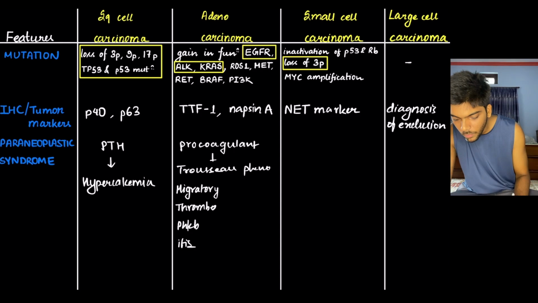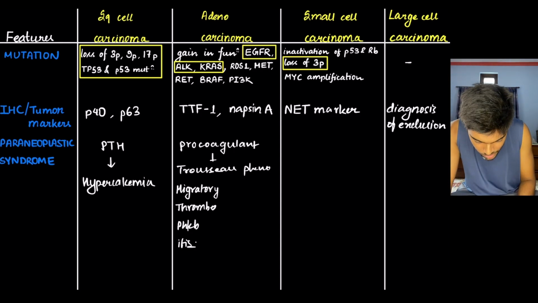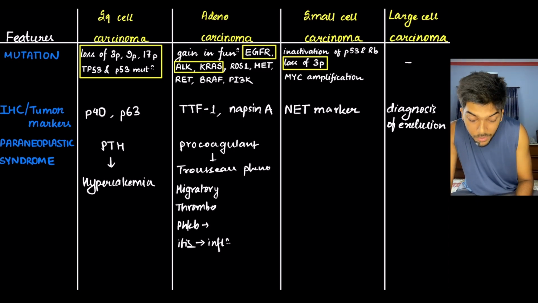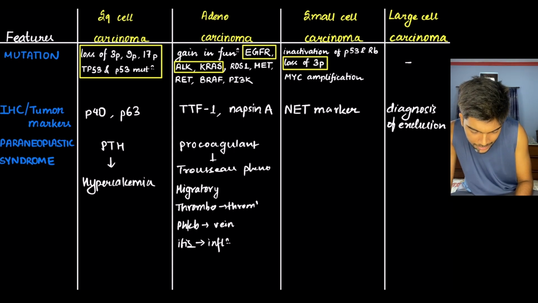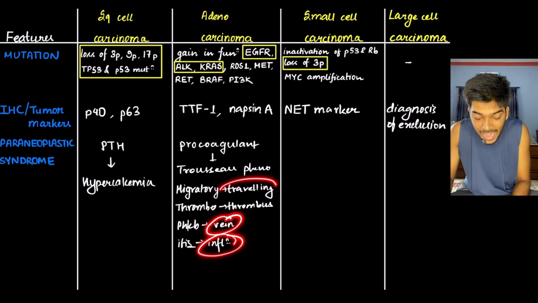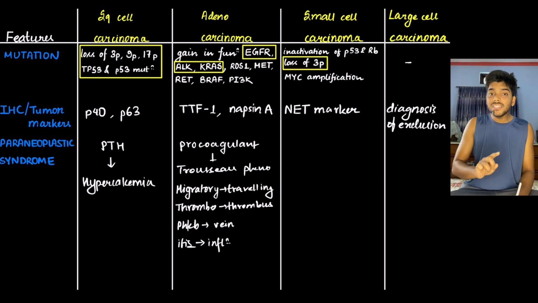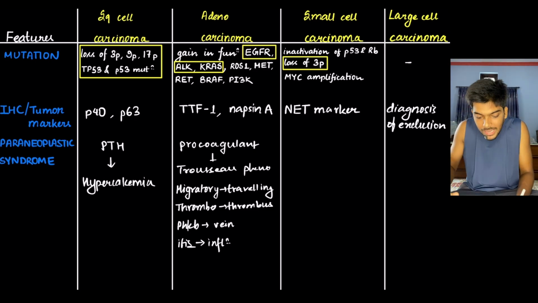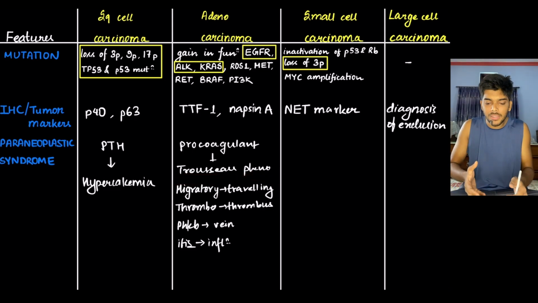The reason I have broken the whole terminology is to explain that itis means inflammation. Phleb comes from phlebo meaning vein. Thrombo refers to thrombus. And migratory refers to traveling. So in migratory thrombophlebitis, there is inflammation of vein along with the formation of traveling thrombus within the vein. And this phenomenon of frequent formation of thrombus in different sites of the body in vein is referred to as Trousseau phenomenon. Why is it taking place?